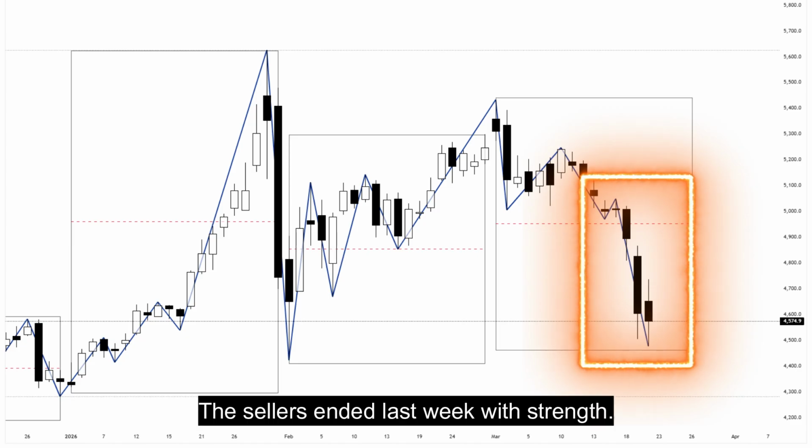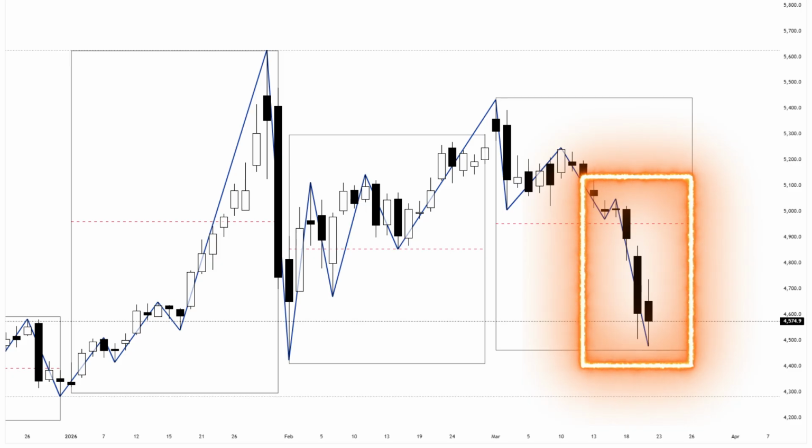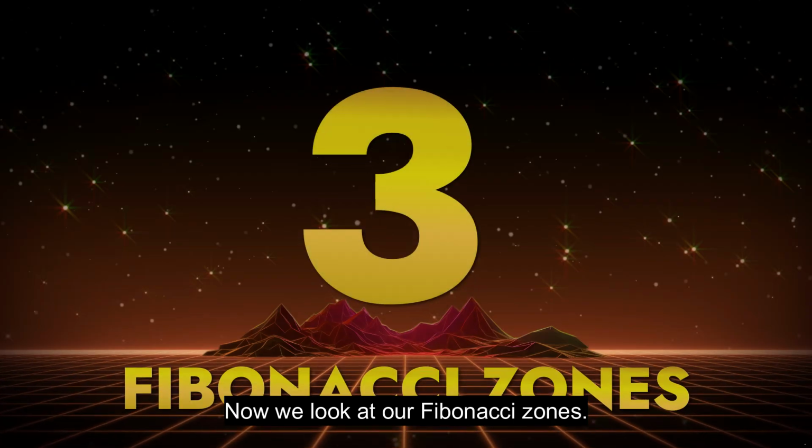The sellers ended last week with strength. We now need to see if next week, week 13, will see any follow-through and break the structural low of the dominant range at $4,423. Now we look at our Fibonacci zones.